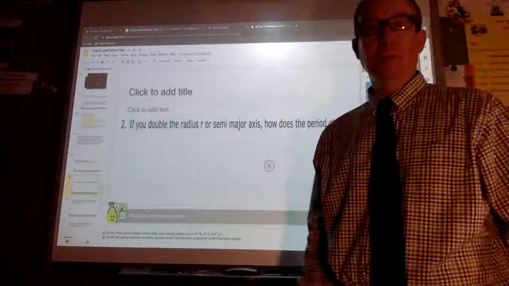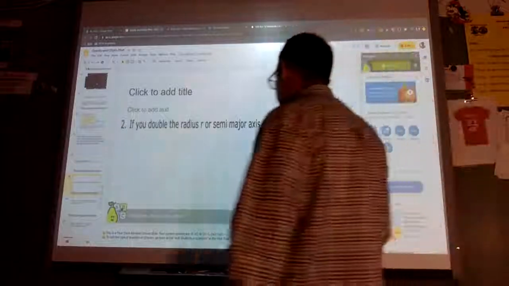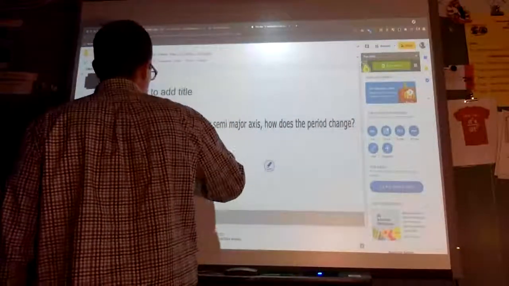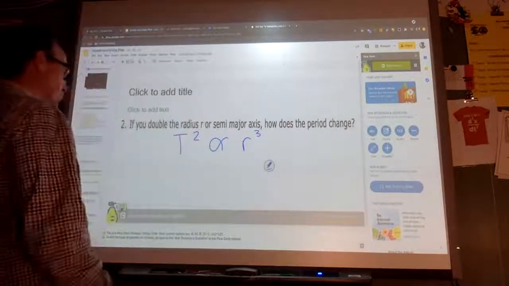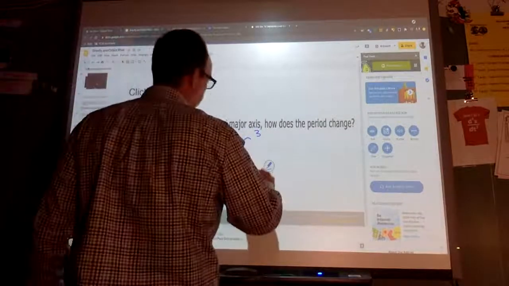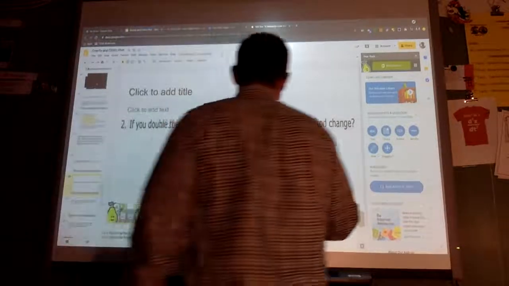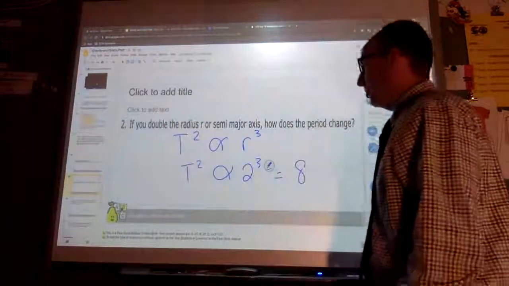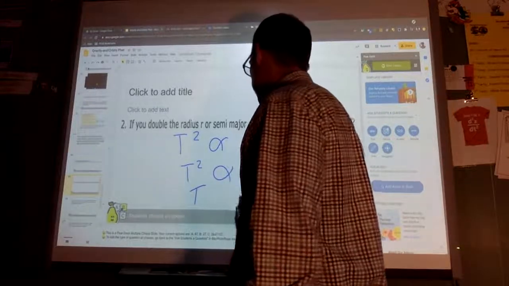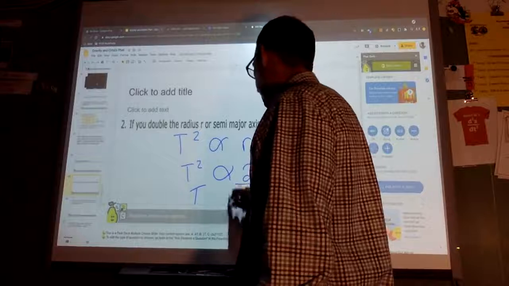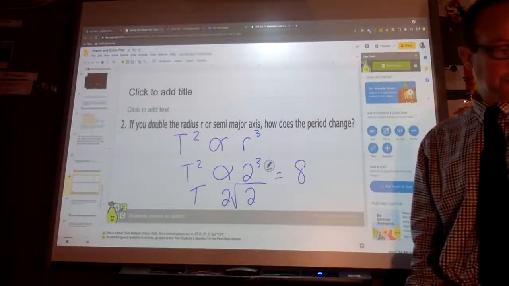If you double the radius of a semi-major axis, how does the period change? Again, same association. T squared is proportional to R cubed. So now I'm doubling this side. So T squared is proportional to 8. So T would change by a factor of the square root of 8, which is 2 radical 2.